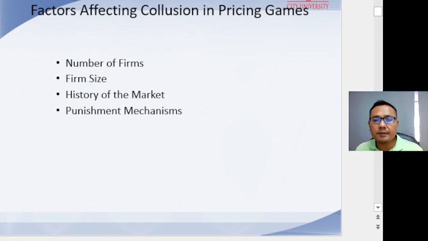So those factors are related to several variables reflected in the structure and conduct of the industry. The first one is the number of firms. So collusion is easier when there are few firms rather than many. If there are n firms in an industry, the total amount of monitoring that must go on to sustain the collusive agreement grows. Okay.